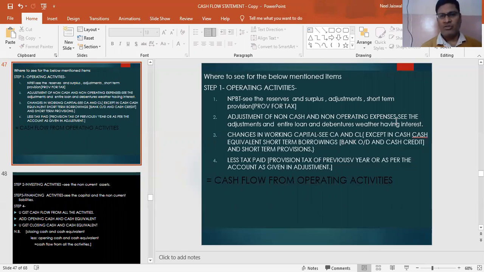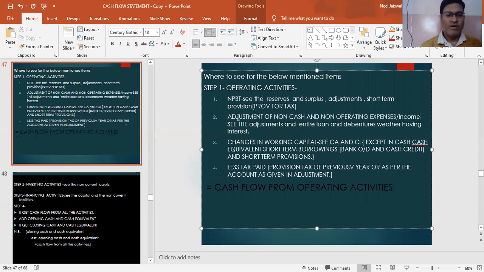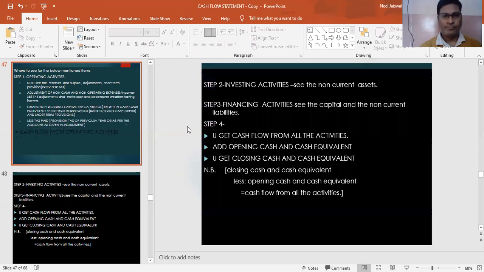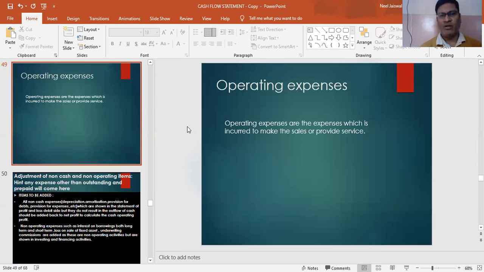Let's do the sum to understand the thing on this. After that, we will be doing investing activities and financing activities. Then we will be getting the cash flow from the other activities, add opening cash, that we will be doing later on.